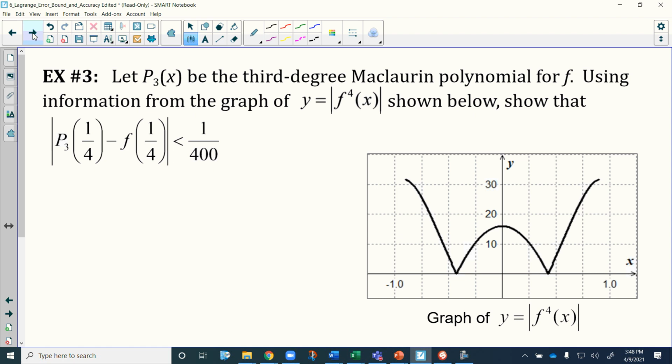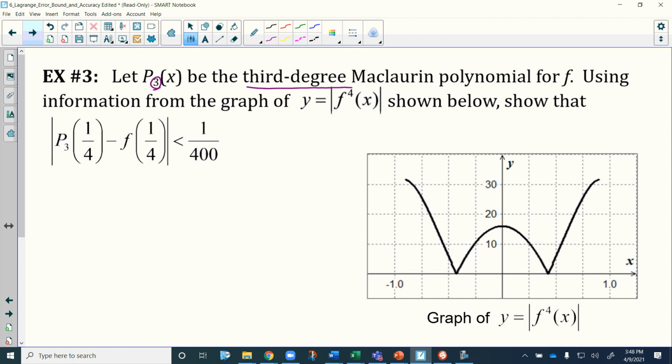Take a look at the third example here. Let p sub 3 of x, so the fact that they're saying p sub 3, they're telling us that it is a third degree polynomial, and there it is in words as a third degree polynomial. Maclaurin polynomial specifically, so it's centered at 0, using the information from the graph, and that the graph is going to be the absolute value of the fourth degree polynomial, showing that p sub 3, the approximate, minus the actual at 1/4 is going to be less than 1/400th. Okay?